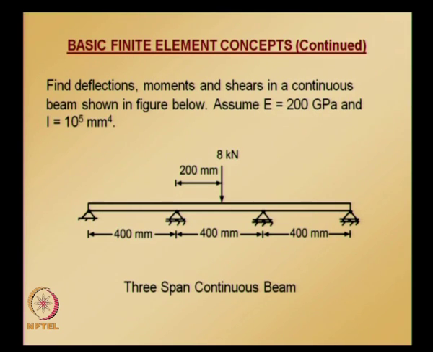Please note that in the finite element method, to reduce the computational burden, wherever possible we take advantage of the symmetry of the structure, or symmetry of the body, or symmetry of the problem that we are solving. Here, if you see this 3 span continuous beam, it is symmetric about the midpoint. So using symmetry, only half of the beam can be modeled.